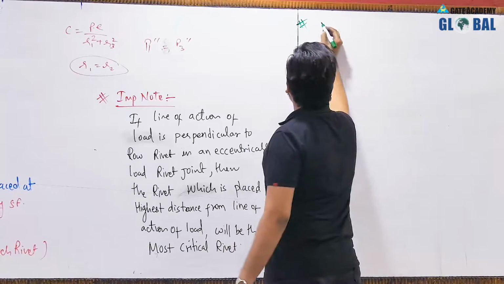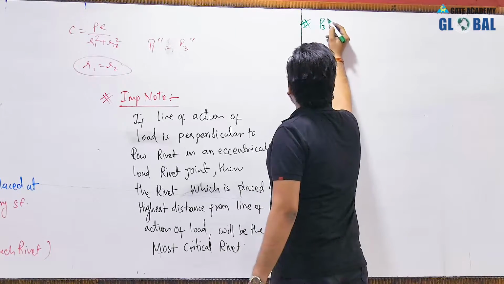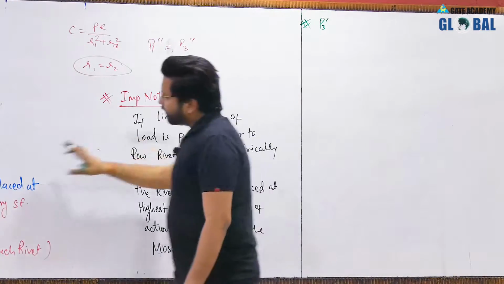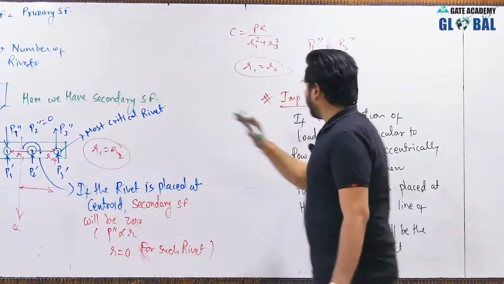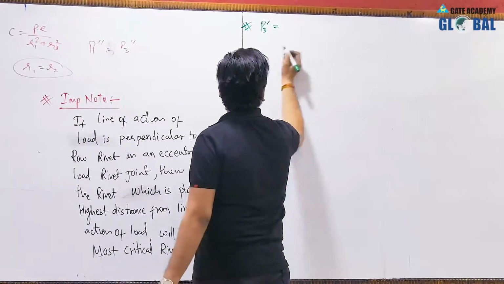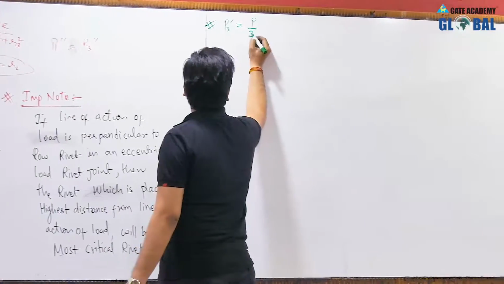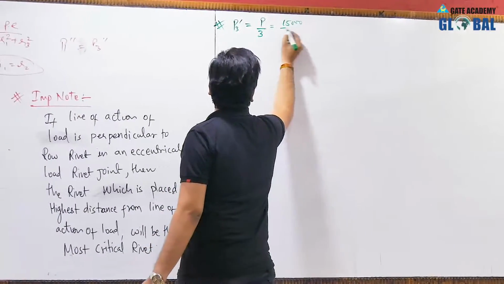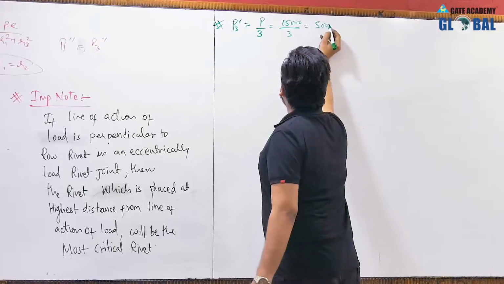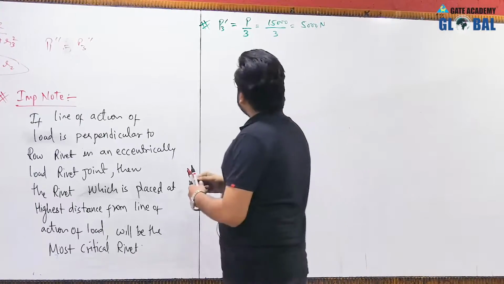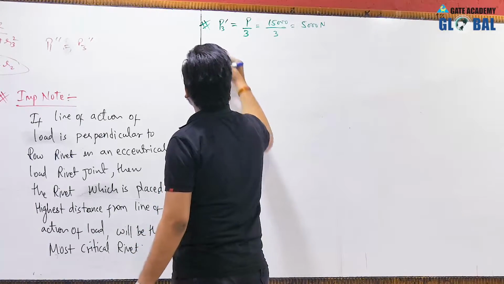The primary shear force is required only for the critical rivet, and the critical rivet will be rivet number 3. So we will be calculating only for rivet number 3. P3 dash will be equal to P divided by the number of rivets, that is 15,000 divided by 3, so this will be 5,000 Newton. Also we can calculate the secondary shear force.